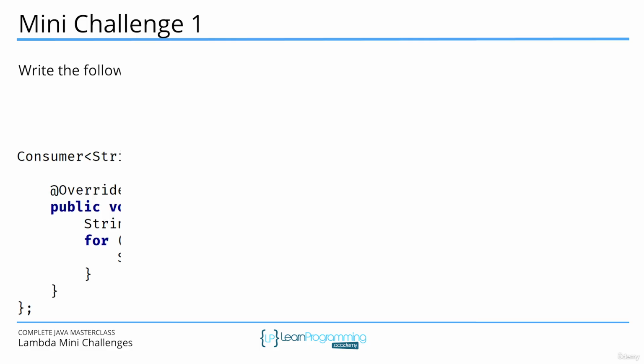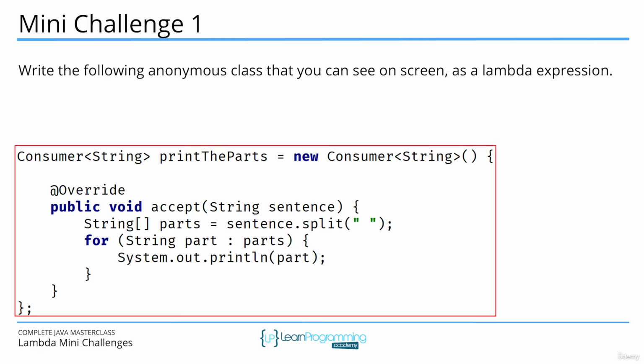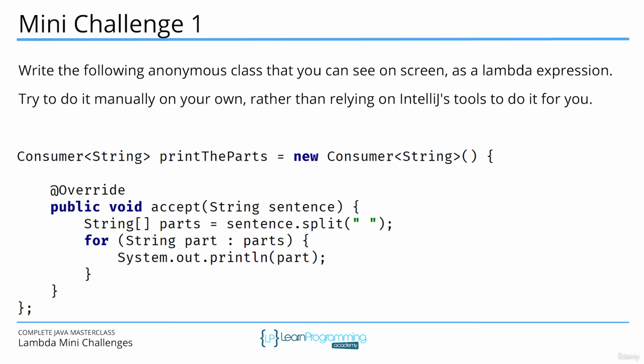Challenge number 1. Write the following anonymous class that you can see on screen as a Lambda expression. Try to do it manually on your own, rather than relying on IntelliJ's tools to do it for you. This will help you understand Lambdas better. Try that out, and I'll see you when you get back. Pause the video now.